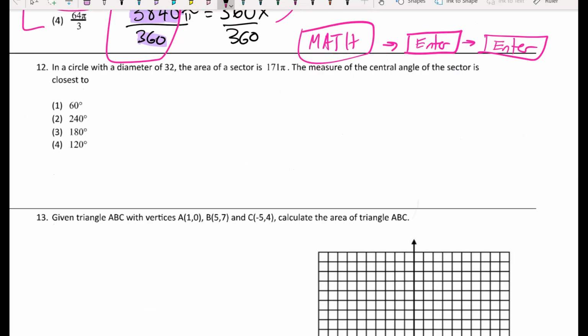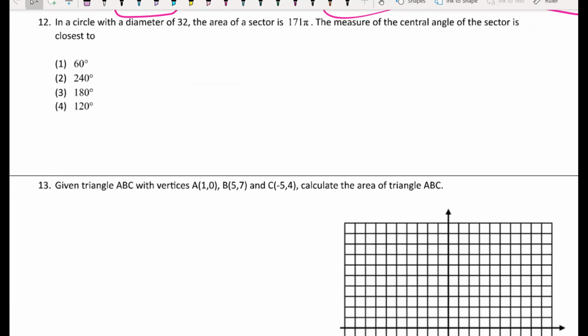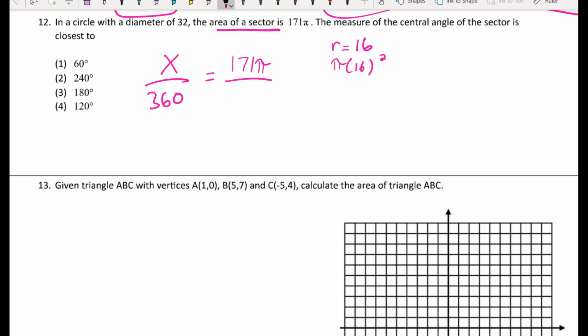Number 12. In a circle whose diameter is 32, the area of a sector is 171 pi. Determine the measure of a central angle of the sector, and it should be the closest to one of these. Again, central angle over 360 is equal to the area of the sector over the full area of the circle, which is pi r squared. Now notice we were given a diameter of 32, which means my radius is half of that, 16. So that's the number I'm going to square when I plug into pi r squared.